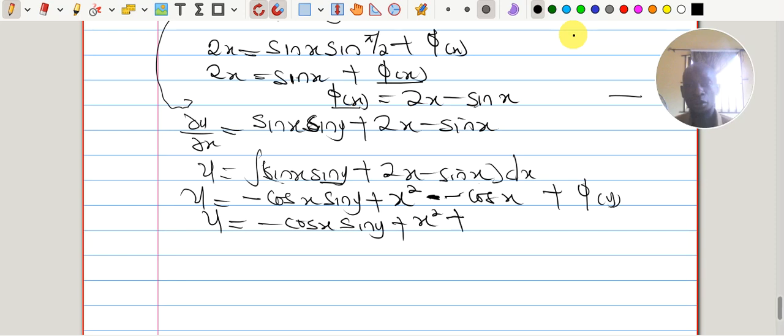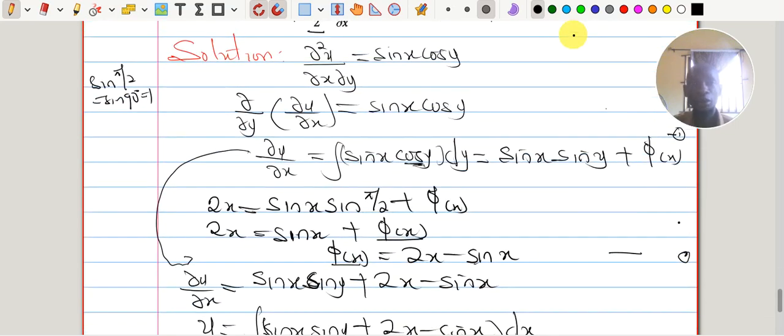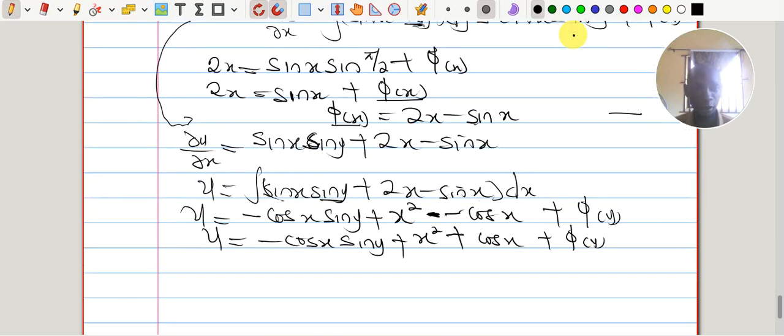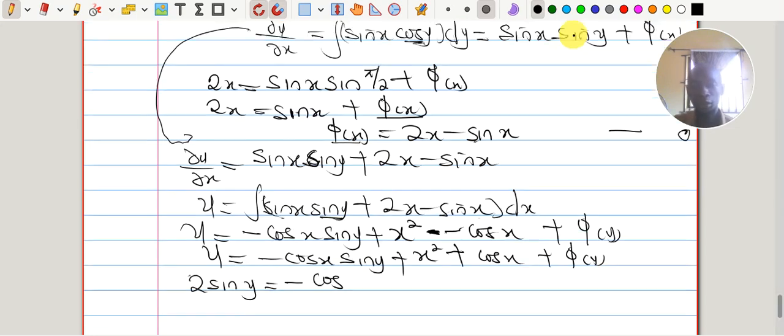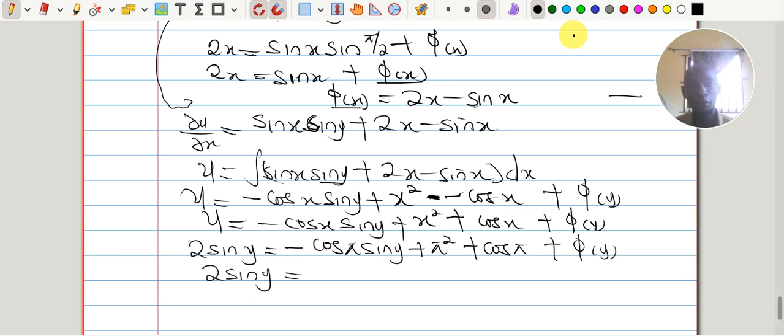Now let me check the boundary condition here. The boundary condition is u equal to 2 sine y at x equal to pi. So my u is 2 sine y equals minus cos pi sine y, plus pi squared, plus cos pi, plus phi of y. Now let me check from the calculator.